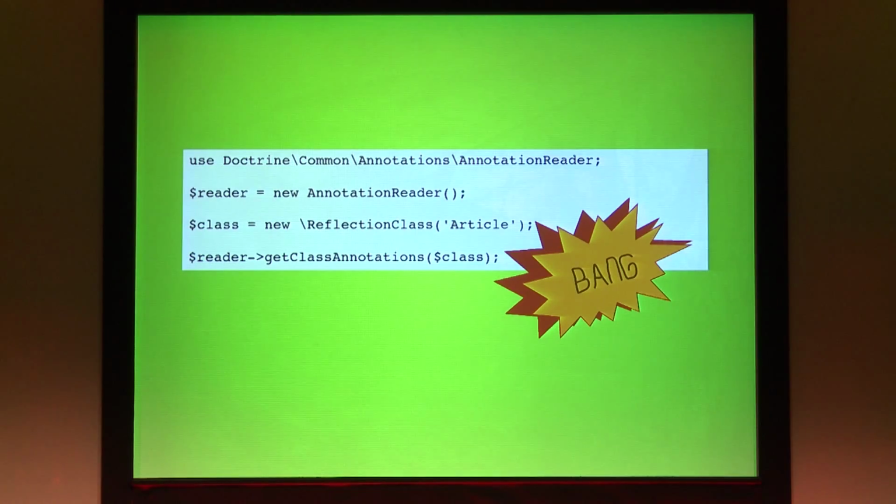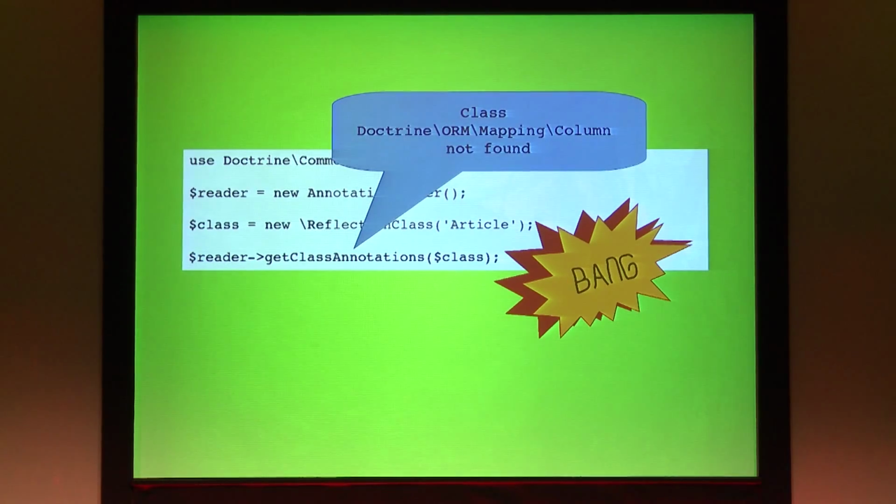But let's say we are doing this in an application that doesn't have Doctrine ORM installed. What will happen? Or really something like this. That was just too easy. It will say Doctrine ORM mapping column is not found. It's an unknown class. So basically this means that whenever you would like to use the article class in another application that uses annotations but doesn't have Doctrine ORM installed, you won't be able to do it. So that's a problem.